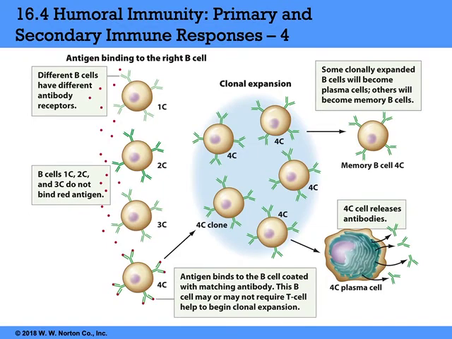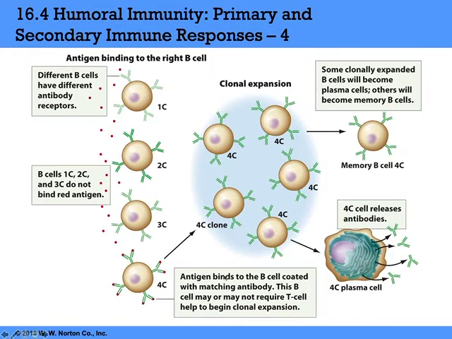So you can see here the process, right? The first thing that happens is a naive B cell, which is made every day in the red bone marrow, wanders around and then finds its antigen. Okay, so bingo. Oh, I see something I'm supposed to bind to. All right, the antigen binds the B cell with the antibody, and this cell may or may not require a T cell to begin expansion.